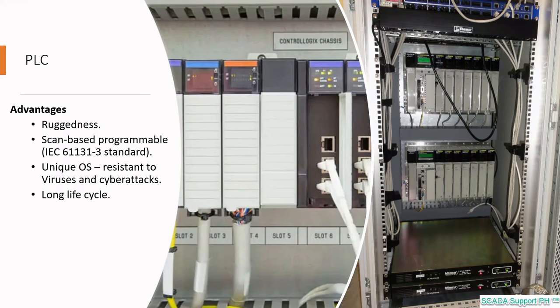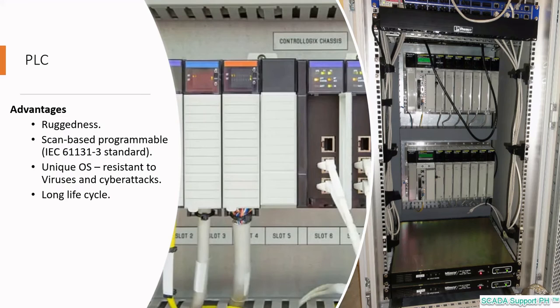With proprietary processors and unique operating systems, a PLC has resistance to viruses and cyber attacks compared to an industrial PC. A conventional PLC can keep operating even if a server goes down due to its pre-programmed automatic function. PLCs have long life cycles and can last up to 15 to 20 years of operation, and it is used in nearly every industry, not just for PPCs.